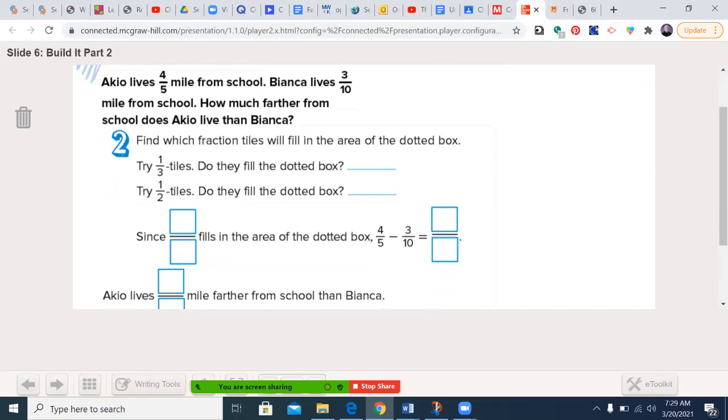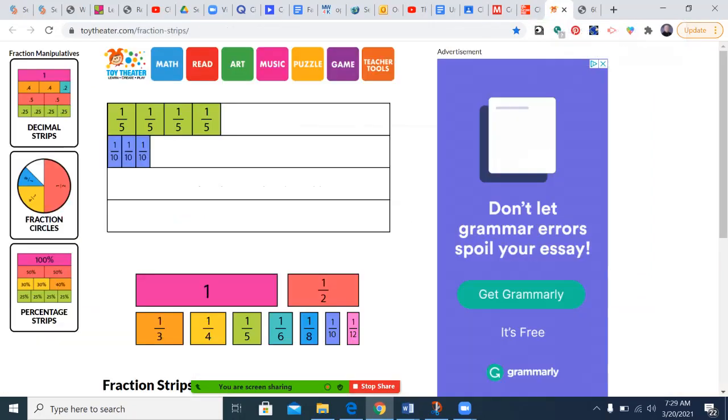All right, so try 1/3 tiles. Do they fill the dotted box? Let's try. 1. That doesn't make it. And that goes too far. So 1/3 is not the answer.